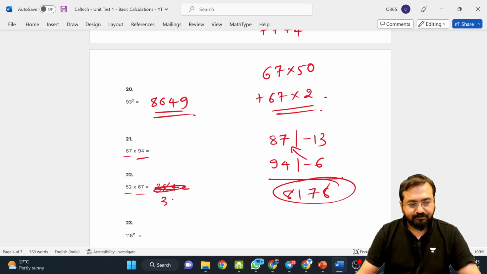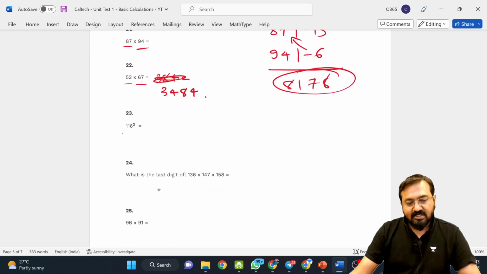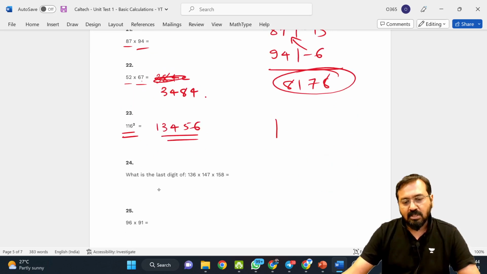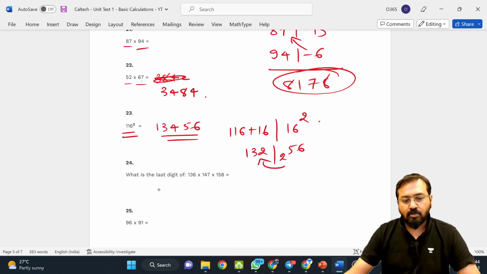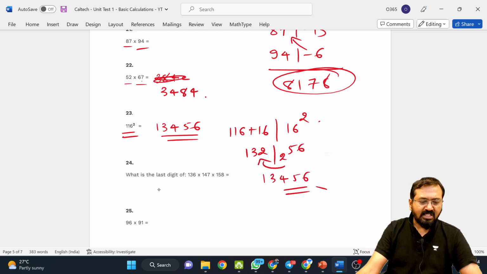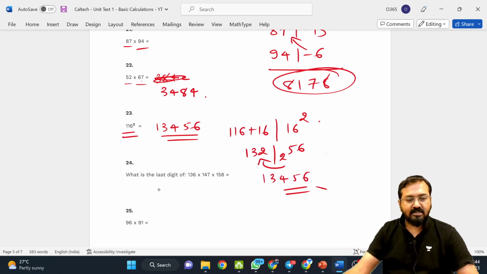3484. Okay, just multiply them, guys, simply. 116 square. So once again it's going to be 13456. Why? Because of the base 100 method, 16 more than 100. 116 plus 16 is 132, and 16 square is 256, 2 carried over, so it will be 13456. Something special, 13456, isn't it?